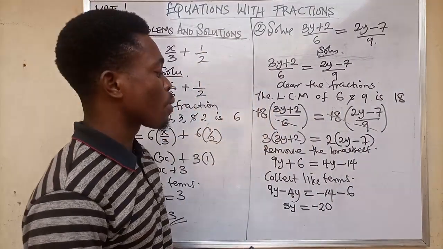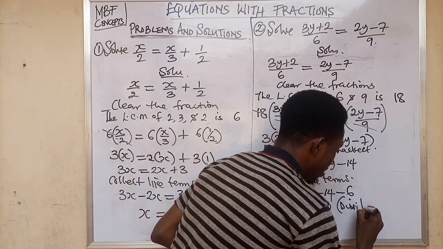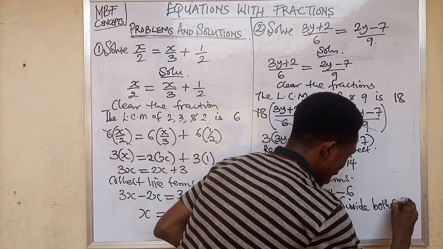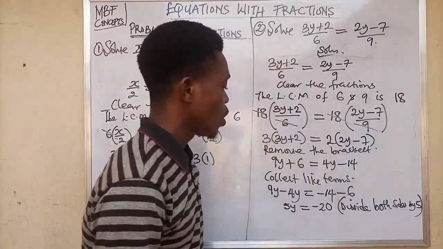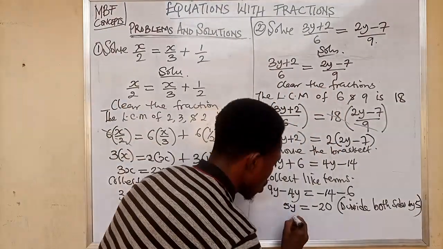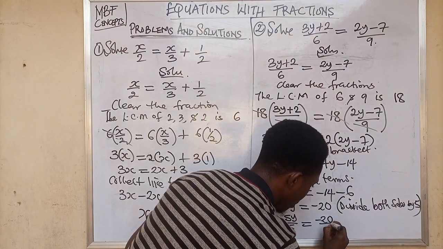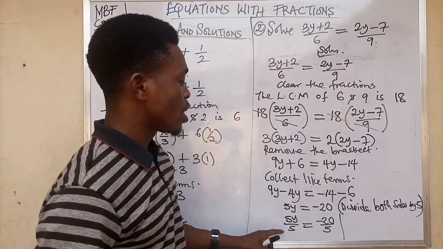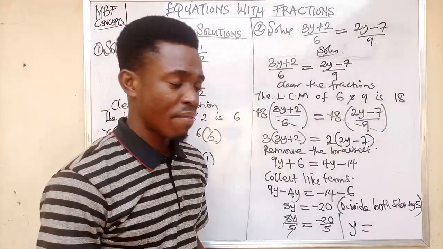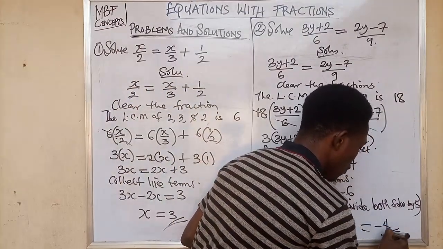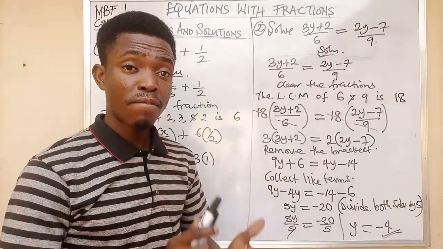Guys, the next thing we are quickly going to do is to divide. We simply divide both sides by 5, which happens to be the coefficient of y. So we are going to have 5y over 5 is equal to minus 20 over 5. Guys, when you divide 5 by 5, you have 1y. And when you divide minus 20 by 5, guys, you have minus 4. This is all about this. Guys, this is very, very simple with ease.